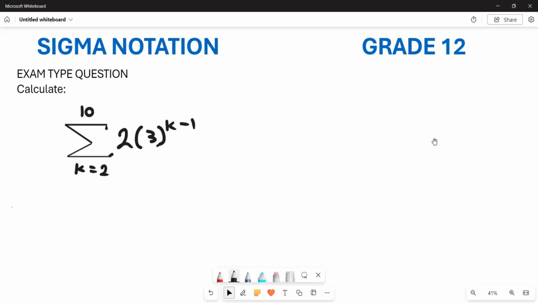Greetings, fellow grade 12s. What we are looking at now, basically, I want us to just quickly look at how we calculate or solve our sigma notation. That is just a basic thing that I want us to look at, and then we go.